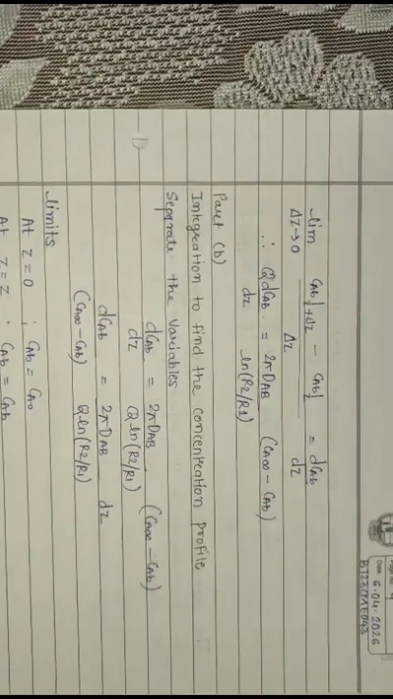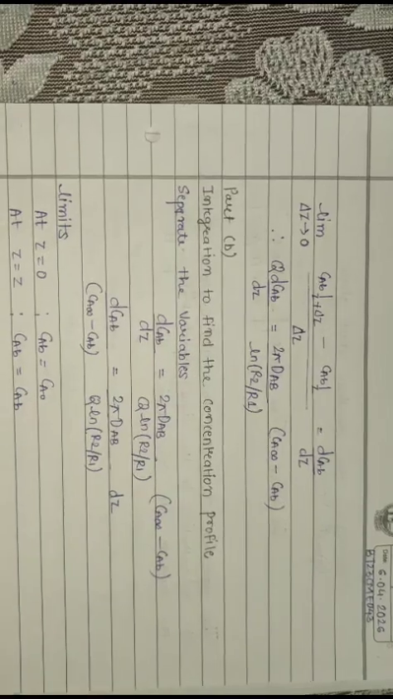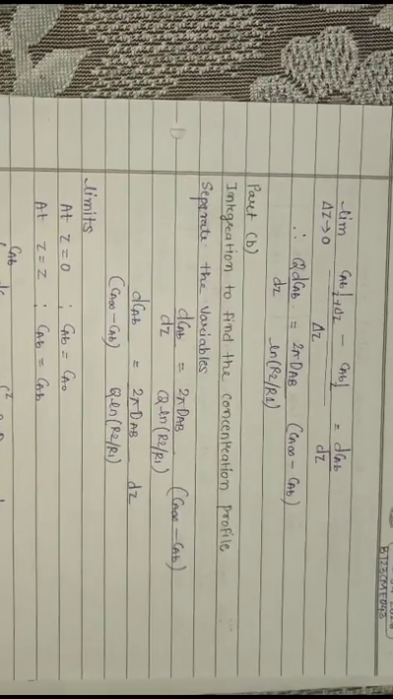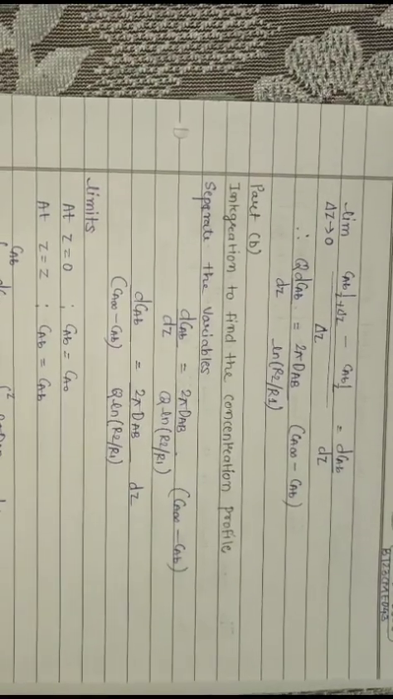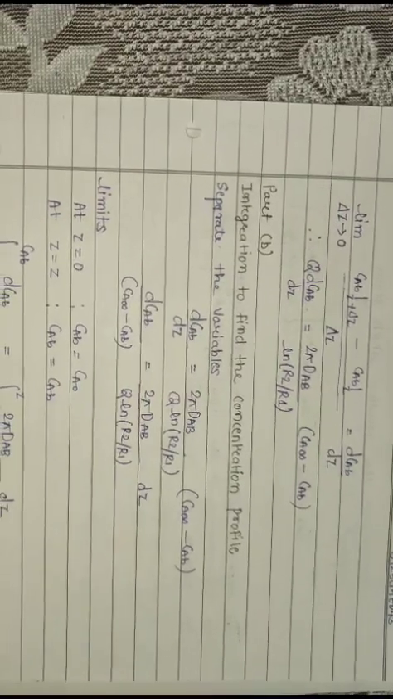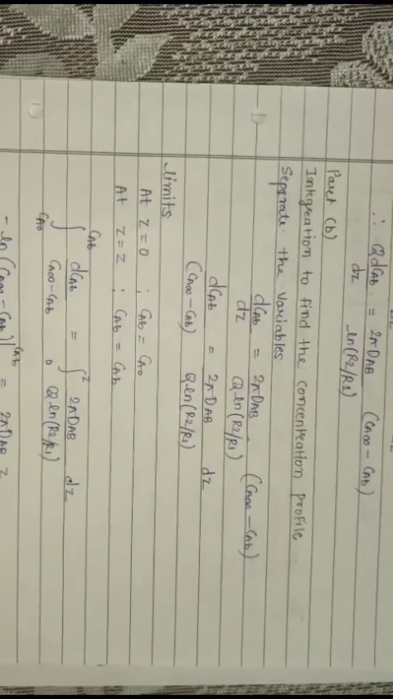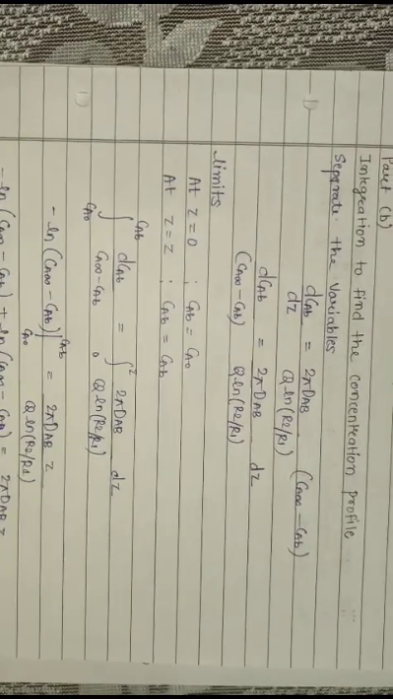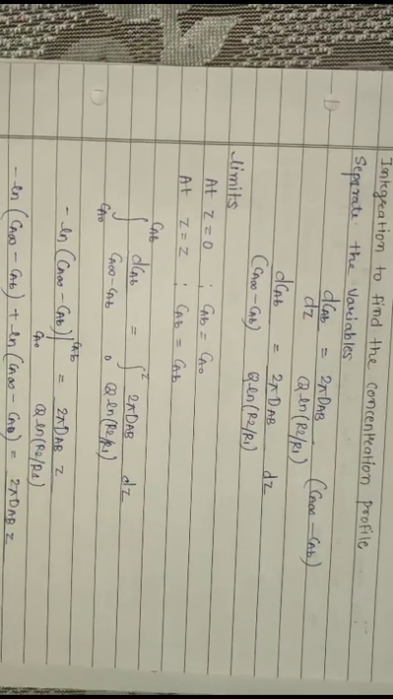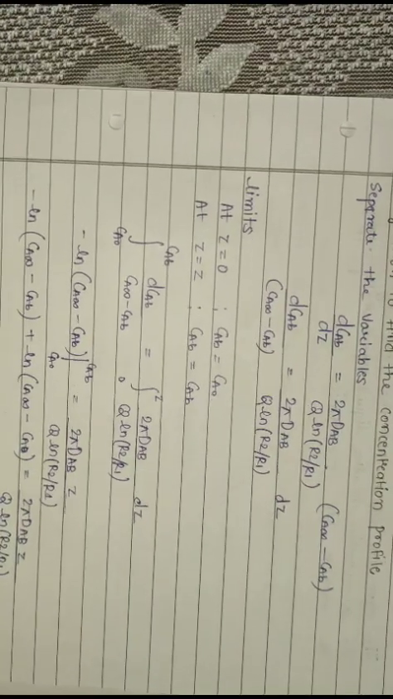In part B, we will integrate to find the concentration profile by separating the variables and by taking the limit at Z equal to 0, that is bulk concentration will become Ca0, and at Z equal to Z, bulk concentration will remain same. By integrating, and with appropriate boundary conditions, we will arrive at an exponential expression for concentration.